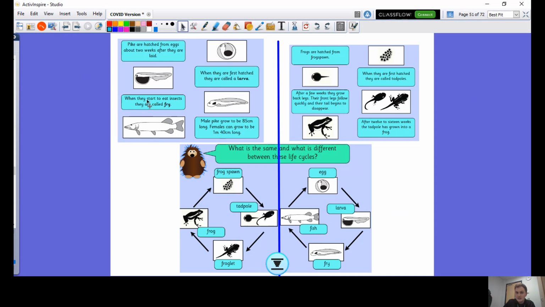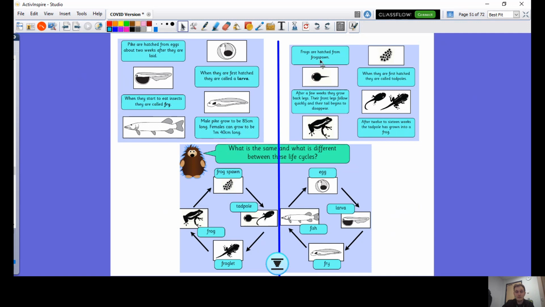When they start to eat insects and they're starting to grow up, they're called fry. And this is what a fry looks like. A male pike, which is a type of fish, grows to be 85 centimeters long. Here's my ruler. Okay, my ruler is 30 centimeters long. So it is nearly 3 times that size, which is very big, isn't it? Female pike can grow to be 1 meter 40 centimeters long. That is 140 centimeters. That's very long, isn't it?